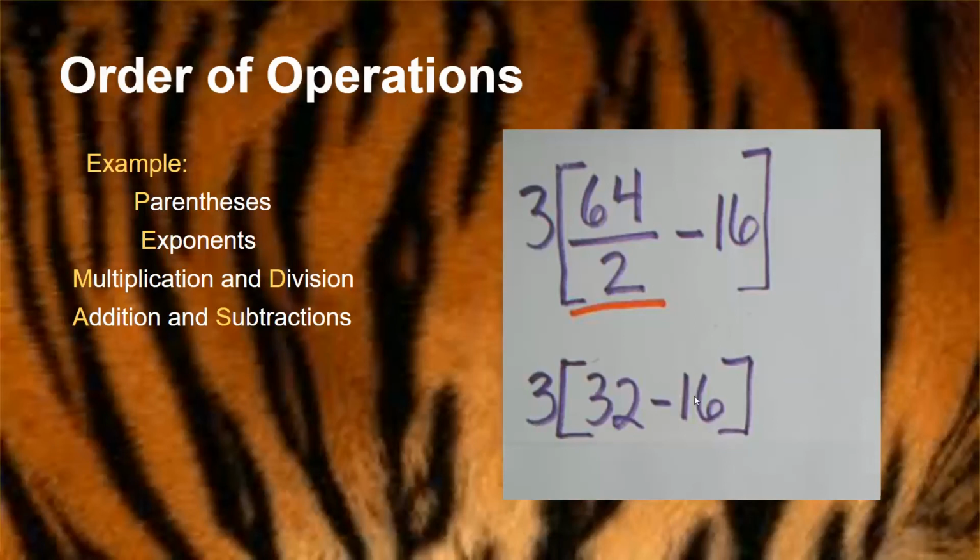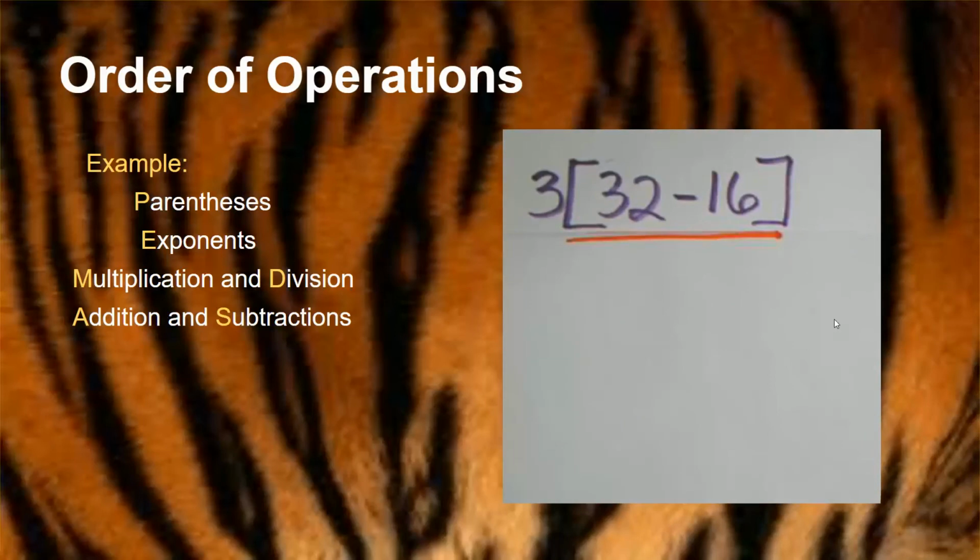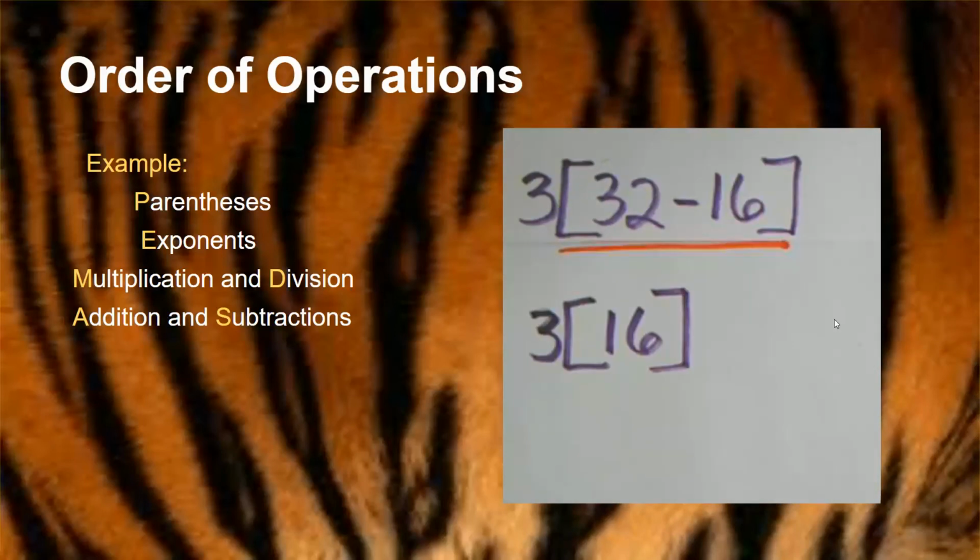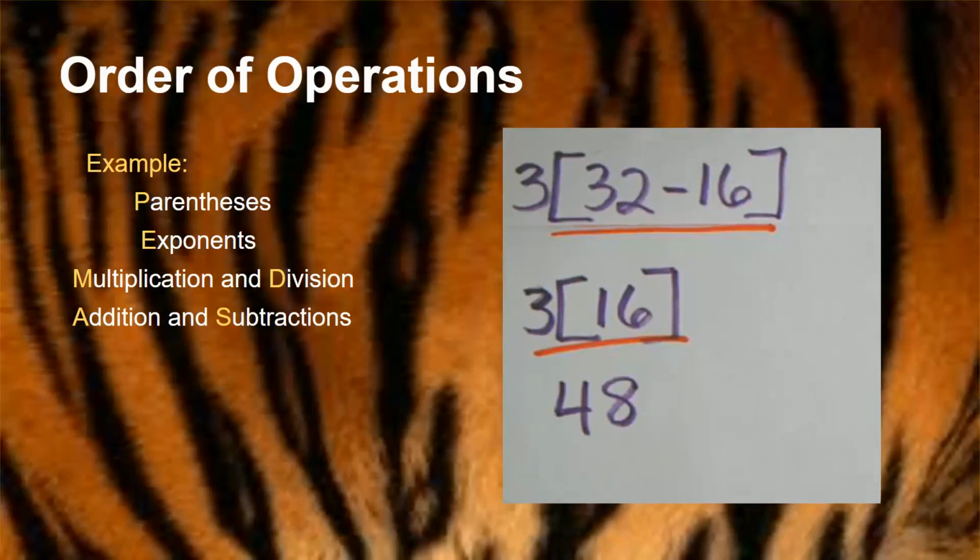Then 32 minus 16 is inside these parentheses or brackets. So we subtract and we get 16. And then 3 times 16 is 48.